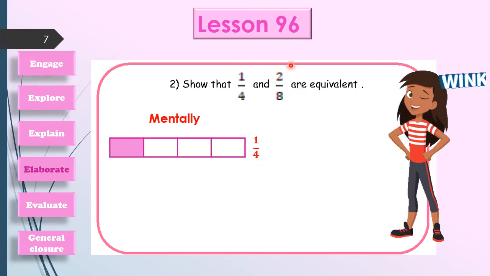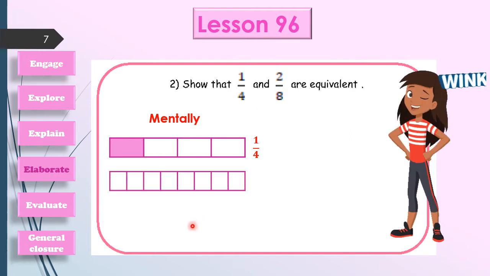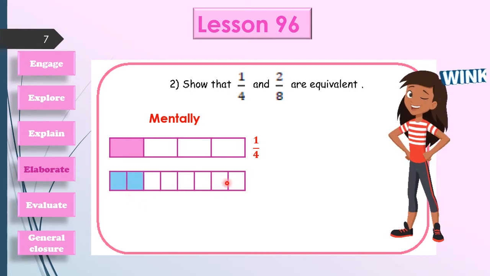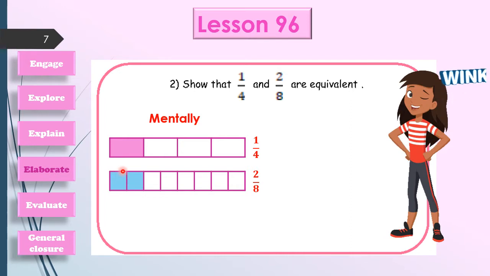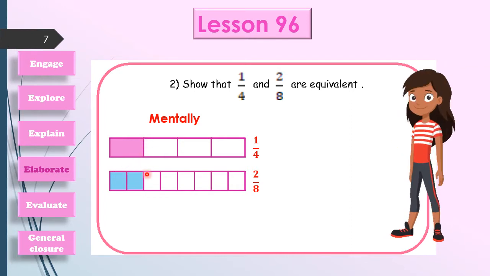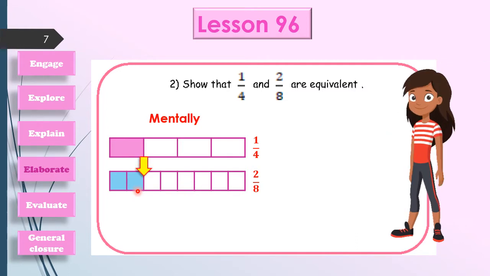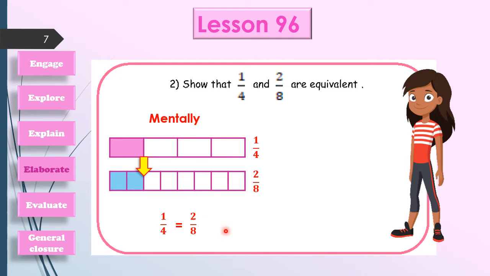Then we will draw a fraction strip of the same size divided into 8 equal parts like this, and color 2 parts only out of 8 like this, and write down here 2/8, and deduce that the part is located at the same place as the first fraction. Then they are equivalent. Then 1/4 equals 2/8.